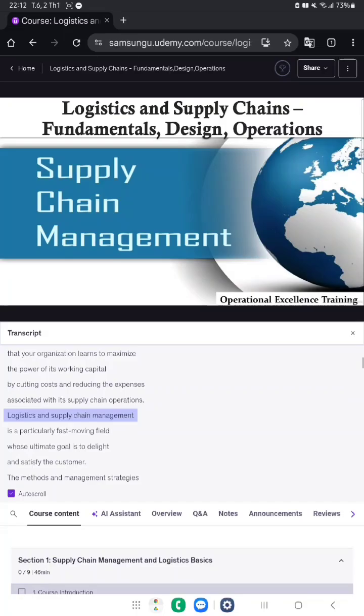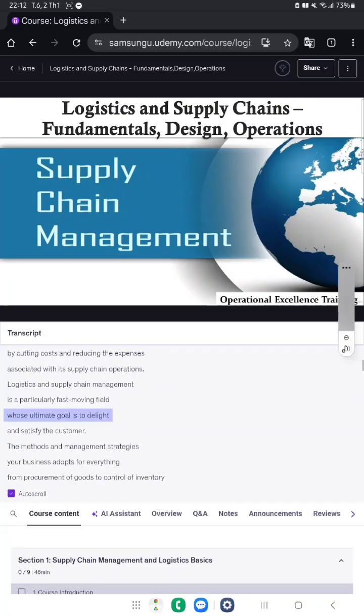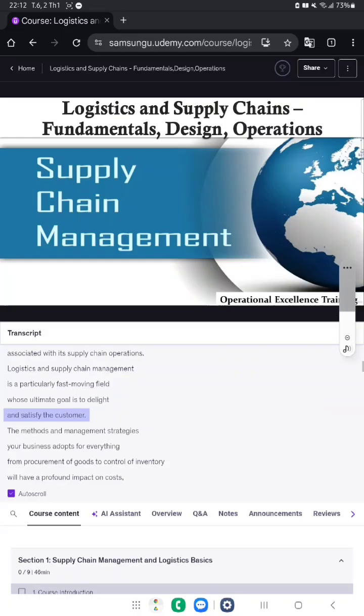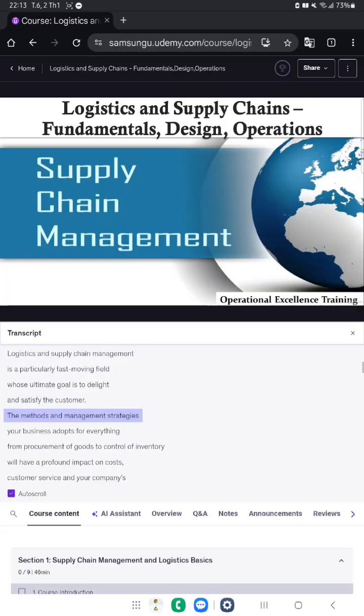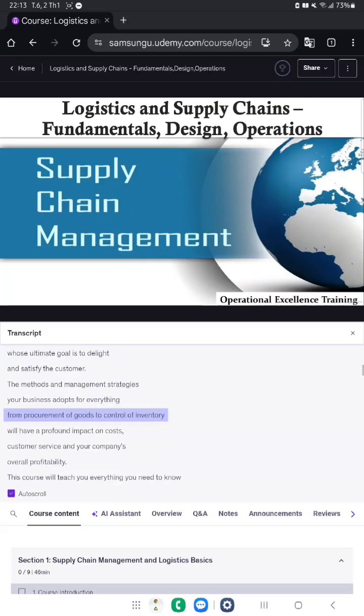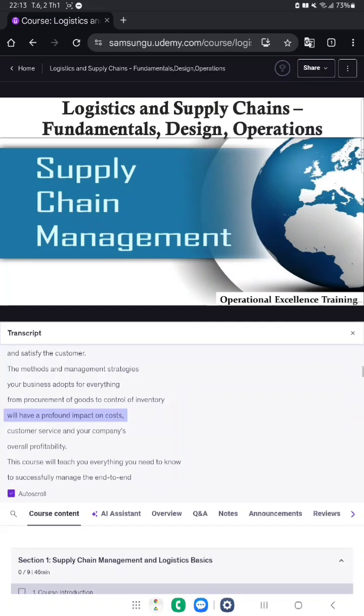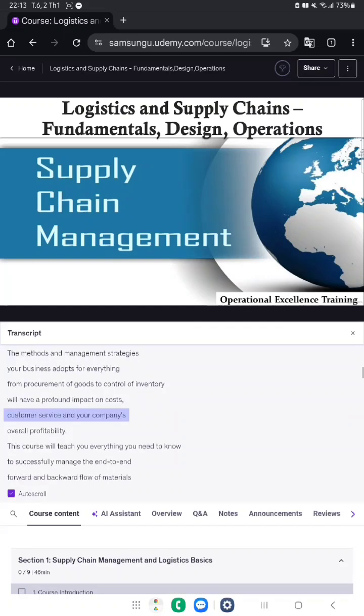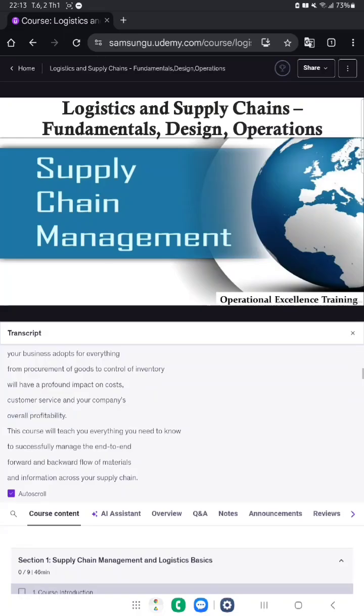Logistics and supply chain management is a particularly fast-moving field whose ultimate goal is to delight and satisfy the customer. The methods and management strategies your business adopts for everything from procurement of goods to control of inventory will have a profound impact on costs, customer service, and your company's overall profitability.